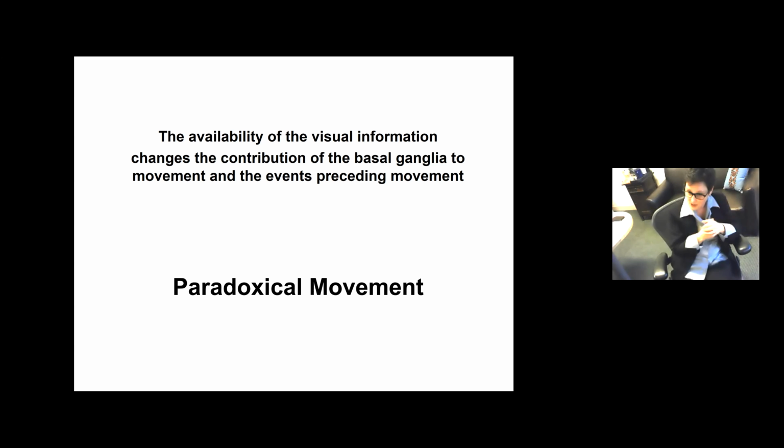Now, it turns out that the same phenomenon is seen in eye movements. If you ask a person with Parkinson's, at least in the early stages, to make a saccadic eye movement to a visual target that's present, that saccadic eye movement looks like a healthy controlled saccadic eye movement. The velocity is relatively the same. The amplitude is relatively the same.